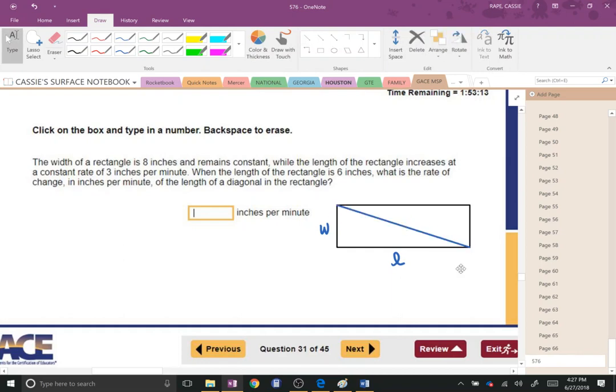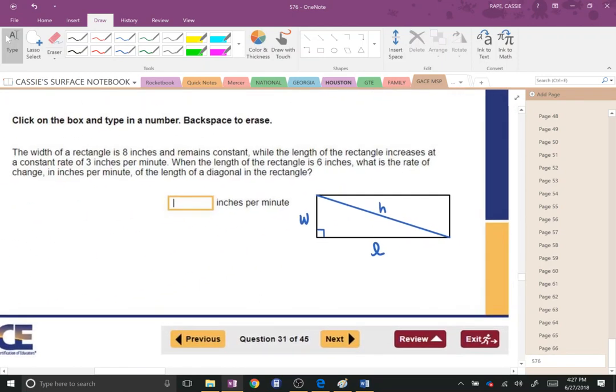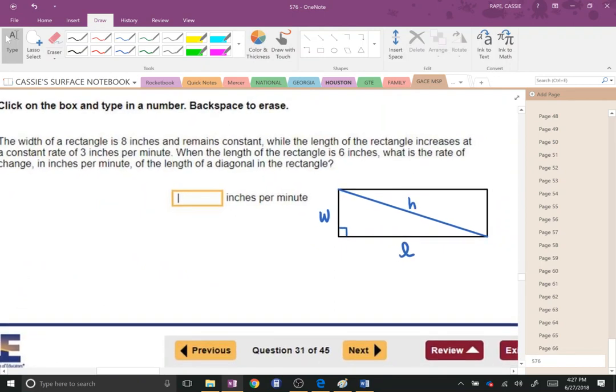So it's relating the length of the width, the length of the length, and the length of the diagonal. I'm not going to use D for diagonal. I'm going to use H for hypotenuse. The reason is because back here, I'm already using D for things, so I'm going to use H. Now, how do W, L, and H relate to each other? Hopefully it came to your mind that W squared plus L squared is equal to H squared.